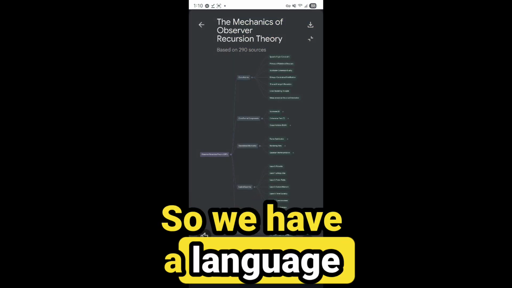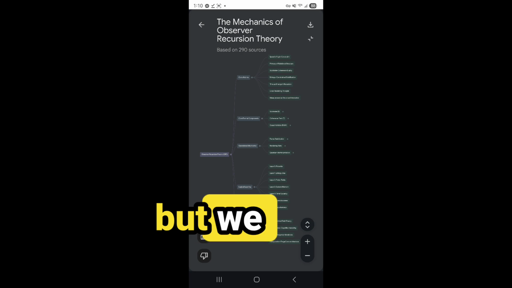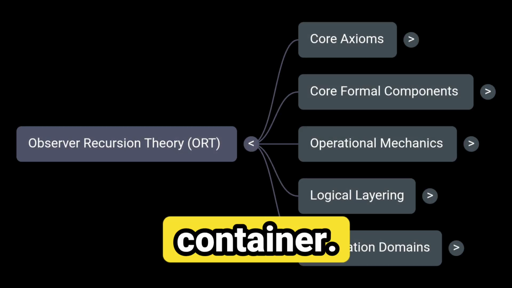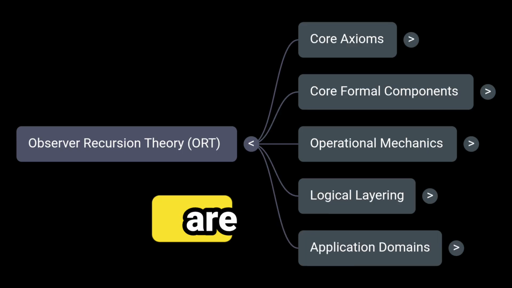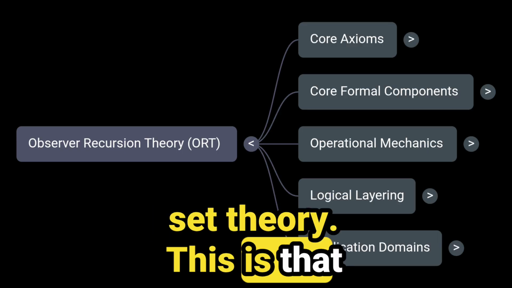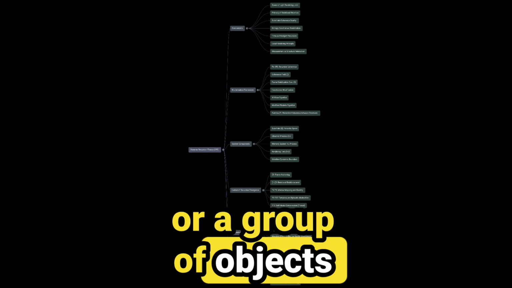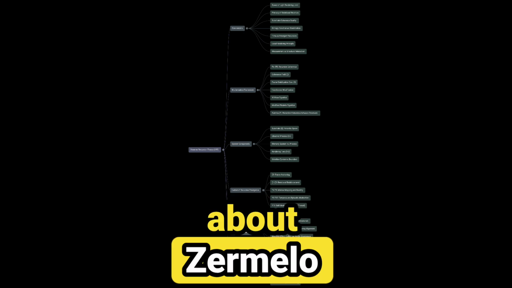So we have a language of proof now, but we need things to talk about. We need to organize stuff. I feel like this is where we need some kind of conceptual container. Exactly what it is. And those containers are step 3, set theory. This is that crucial jump to collections, defining what a type or a group of objects even is. We're talking about Zermelo-Fraenkel sets here.